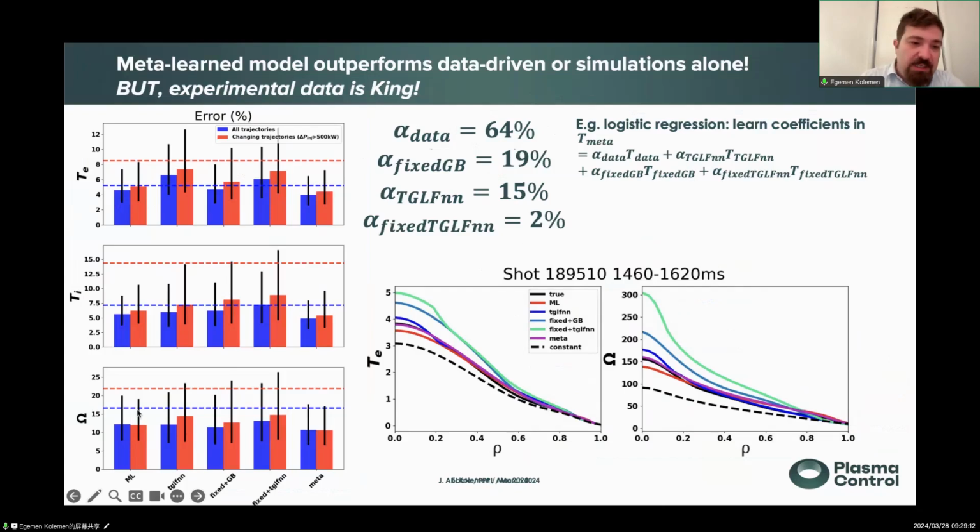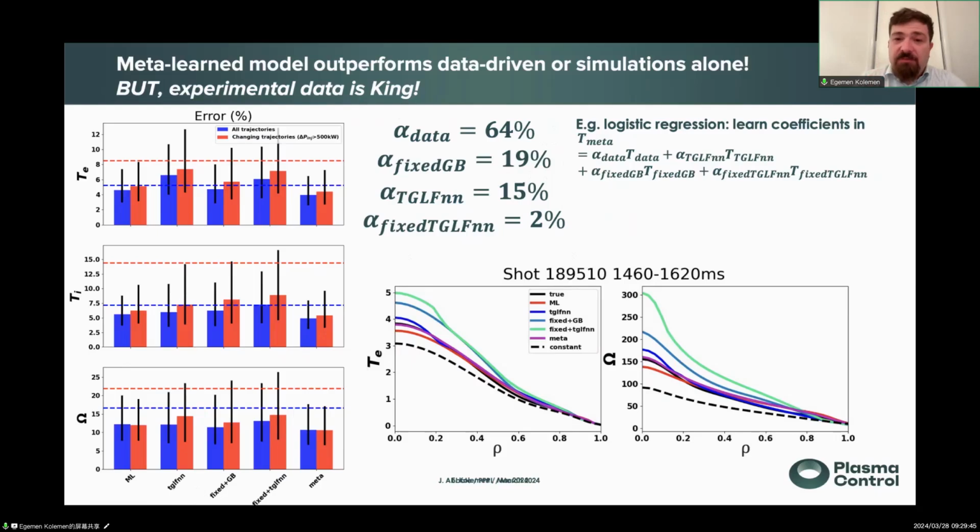So let me try to explain. For example, here you see the TI prediction error. This is for machine learning from data only. These are different types of physics-based inputs. And this is the meta, which is the combination of physics and experimental data. And obviously the combined does much better. But if you look at it, it's dominated by experimental data. It turns out the simulations are helping, but not as much.